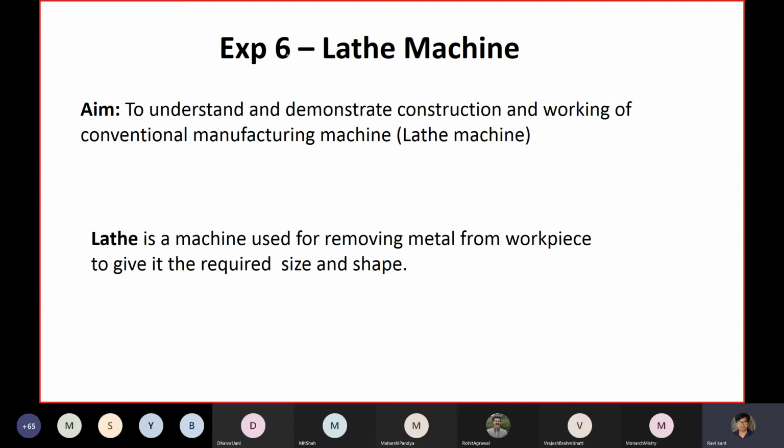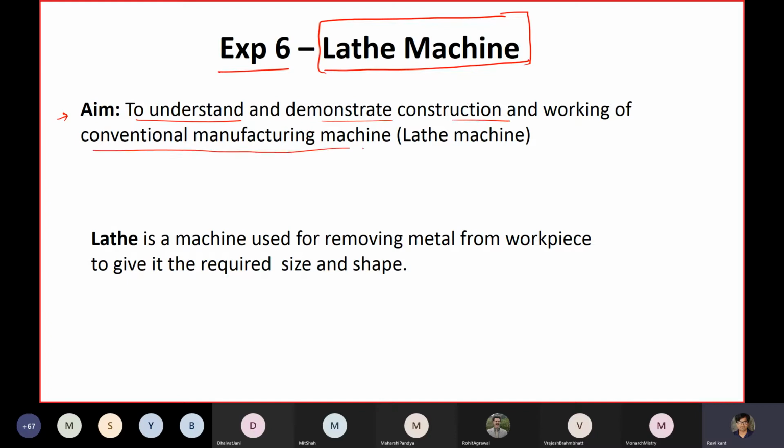So today we are going to talk about experiment number 6, that is the lathe machine. We are going to talk about the working and the understanding of the lathe machine. The aim of this experiment is to understand and demonstrate the construction and working of a conventional manufacturing machine. There are lots of other machines that come under conventional manufacturing machining, and one machine that we talk about today is called the lathe machine, and we will also talk about what conventional manufacturing machining is all about.